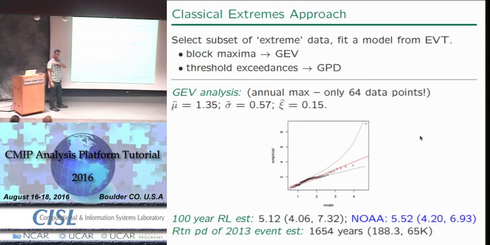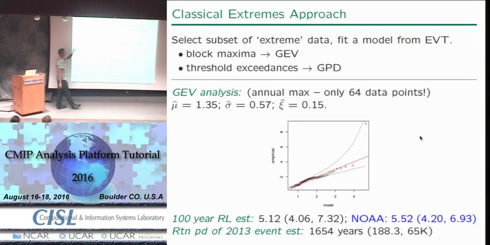Another approach is to set a threshold and to keep all the data that exceeds that threshold. Extreme value analysis says the right distribution in that case is the generalized Pareto distribution. The challenge with using the generalized Pareto is to choose the right threshold, and there's some art to that. I'm not really going to talk about that. But either of these, if done appropriately, from an extremes point of view, is the right approach.